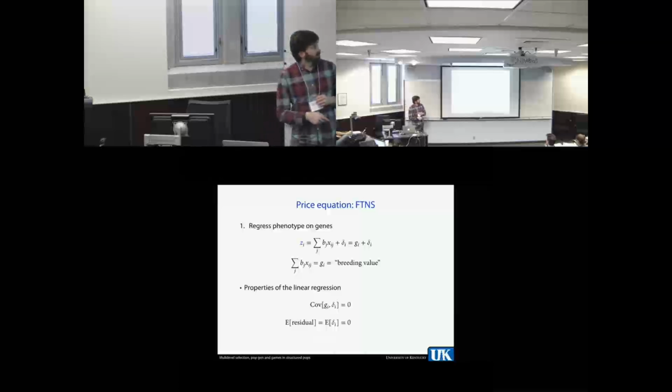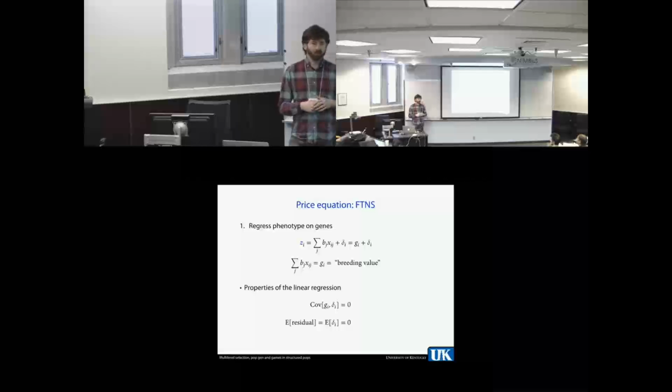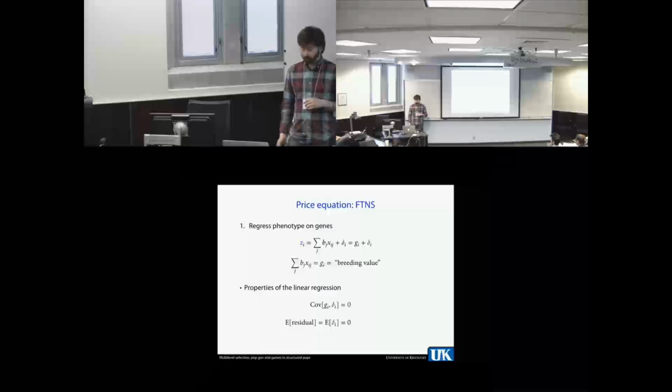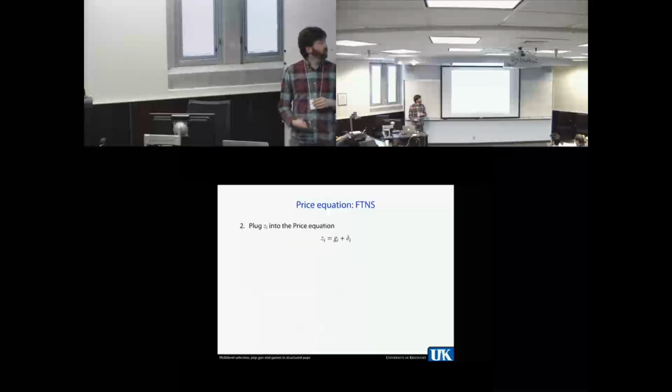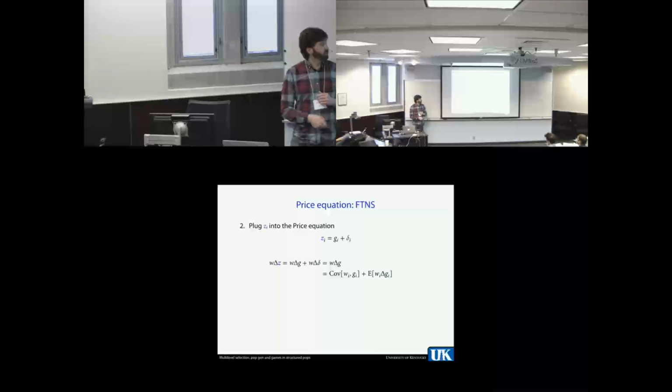So one nice thing about this is that in this regression, these are the residuals from the regression, and these residuals are uncorrelated with these additive effects. It's something we have to keep track of when we do the proof here in a second. And the residuals also have a mean of 0. And these are properties just of applying a least squares regression. It doesn't make any assumption about the distribution of any of these variables. So we'll plug this equation for the phenotype for individual i into the Price equation.